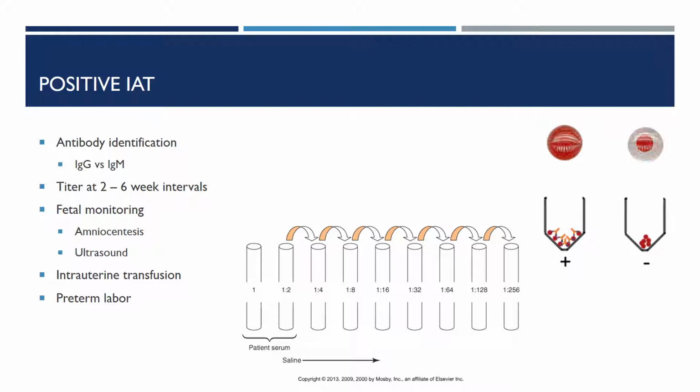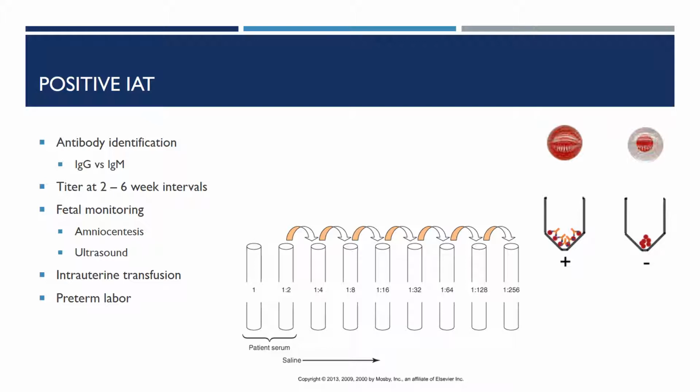Now, if you end up with a positive IAT, where you found that there is some kind of antibody that the mother has, because an IAT is basically an antibody screen, then you have to actually classify what kind of antibody this mom produces. And remember, you're going to determine, is it an IgG or is it an IgM? For the most part, we can do that by the temperature at which it responds. Cold is IgM, warm or 37 or AHG is IgG.